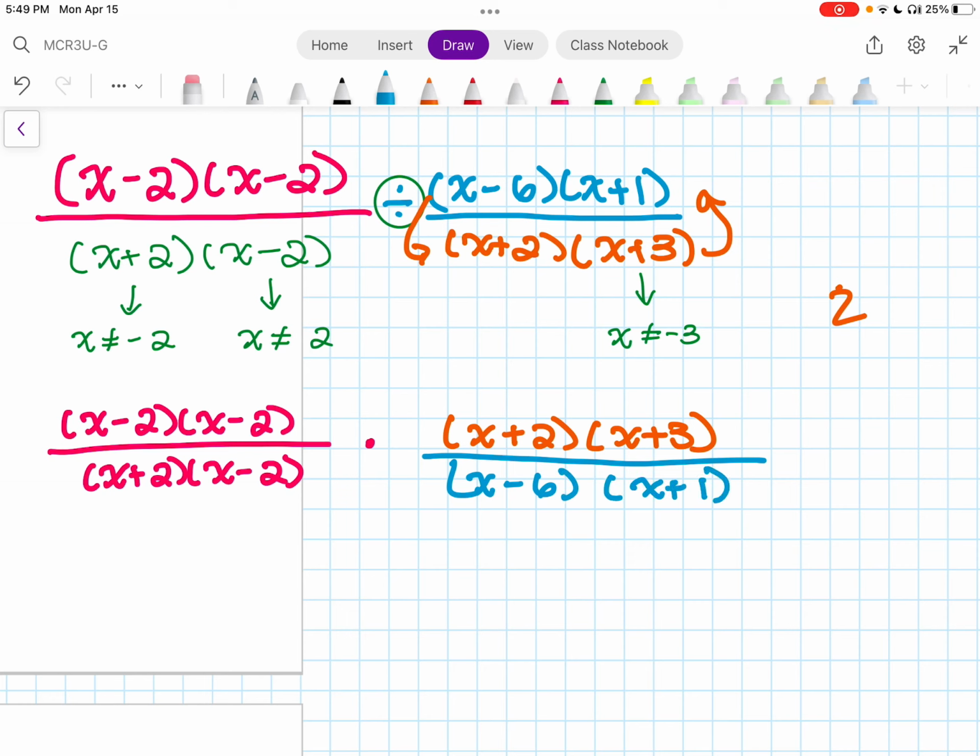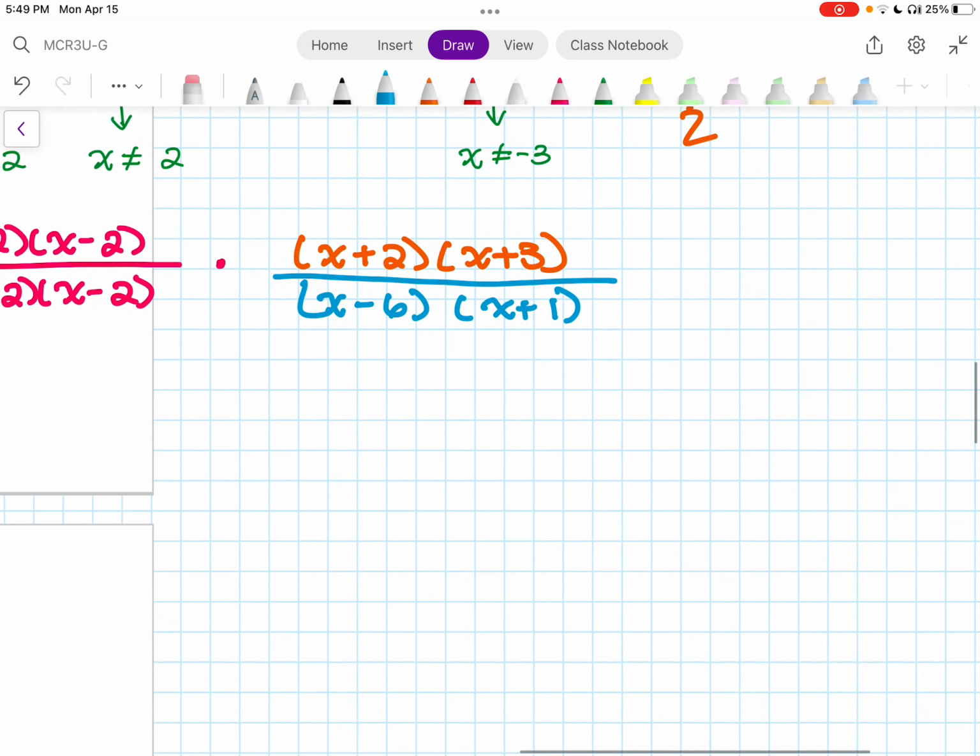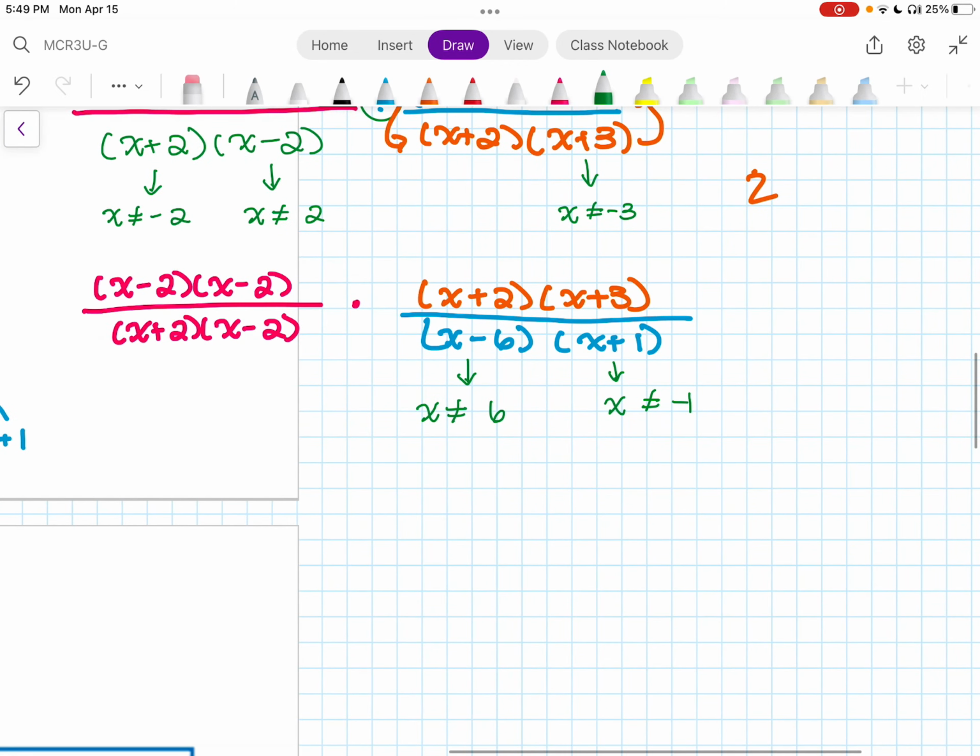And now because I switched my denominators, and because I switched and had a reciprocal here, I need to make sure that my restrictions are restated in this situation. Okay, so x also cannot equal positive 6, x also cannot equal negative 1. Okay, so now I have 1, 2, 3, 4, 5 restrictions instead of just the 3 that I had on top.